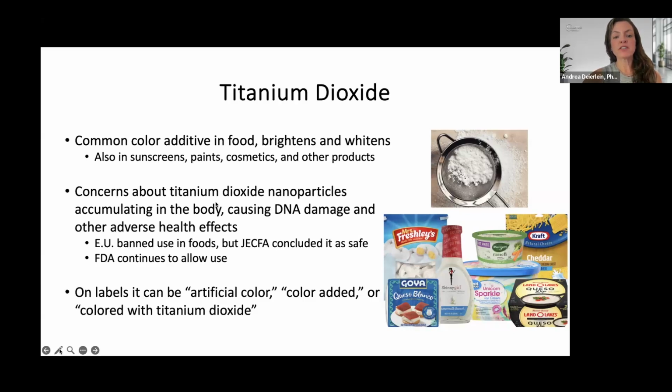And so there has been concern about these nanoparticles accumulating in the body, and that it has been related to DNA damage or other adverse health effects. And so this titanium dioxide is banned in the EU, but that international council that I mentioned does conclude that it's safe in the amounts that it's used in foods, and the FDA does continue to allow its use.